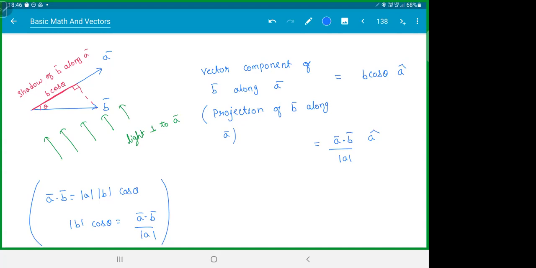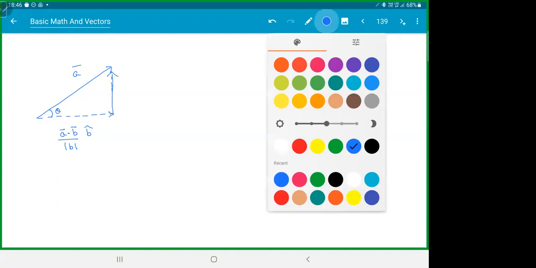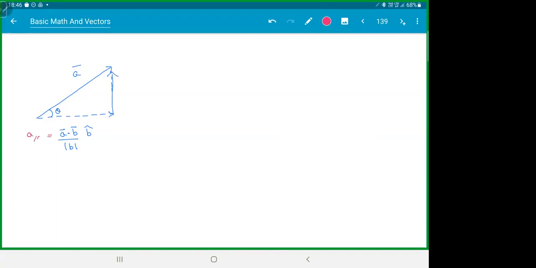All clear with this? Now we got the projection part, but there is something more here. So if this is A bar, and this is your shadow here, what is this thing here? A bar dot B bar by mod B, B cap. Then what will be this vector here? We can write it as A parallel component. This is the parallel component along B bar. This will be A perpendicular, the perpendicular component to B bar.